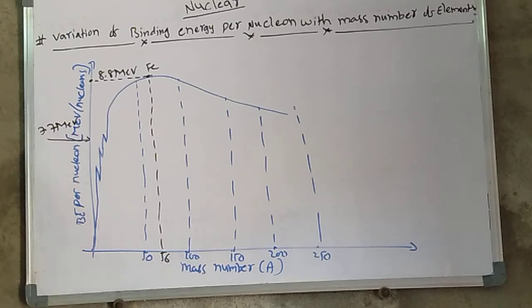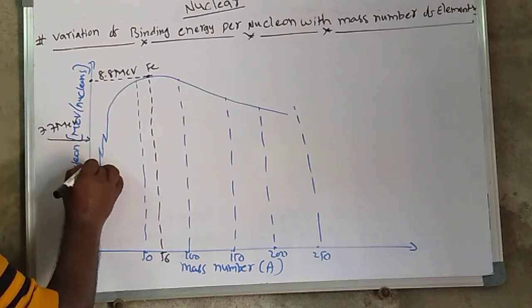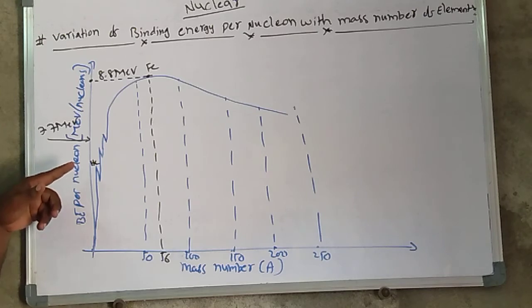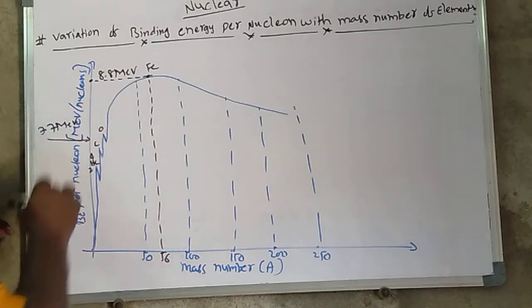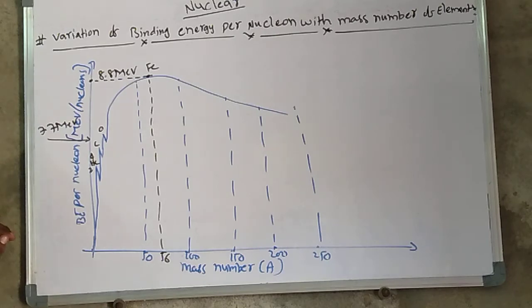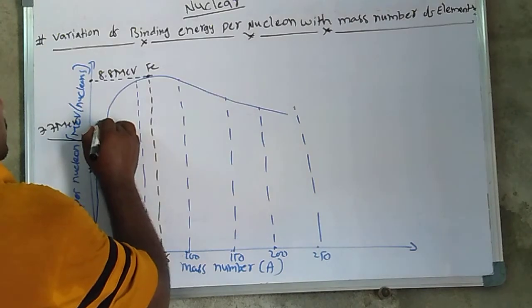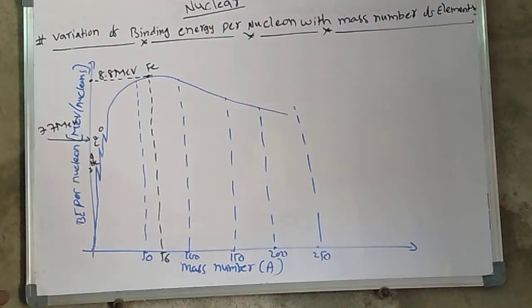Here is the helium atom, helium 4, and this one is the carbon, and after that the oxygen, and so on for all the remaining elements in this graph of binding energy per nucleon versus mass number. Carbon is 12, oxygen is 16.